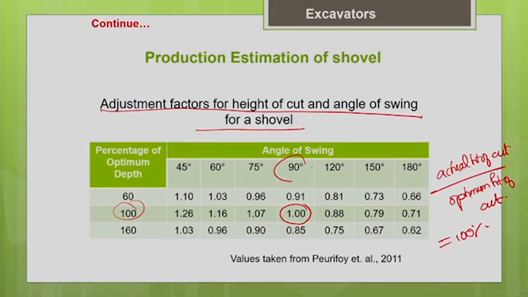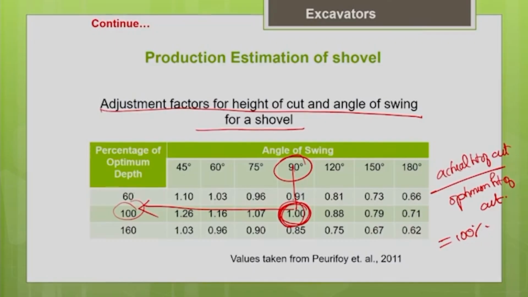Similarly, the ideal condition we assume is that the truck is placed at 90 degree to the excavator, so the angle of swing is 90 degree. For both these cases, the correction factor is 1. That means I need not apply any correction factor based on height and swing, because that is an ideal condition. But if your actual project condition differs or varies from the ideal condition, then you have to apply the correction factor.